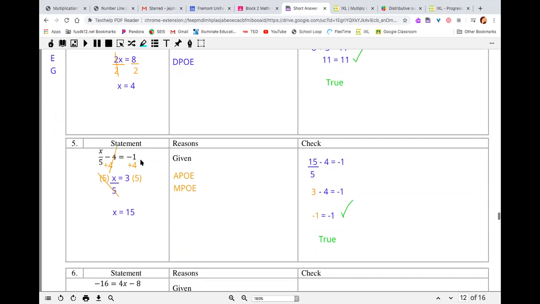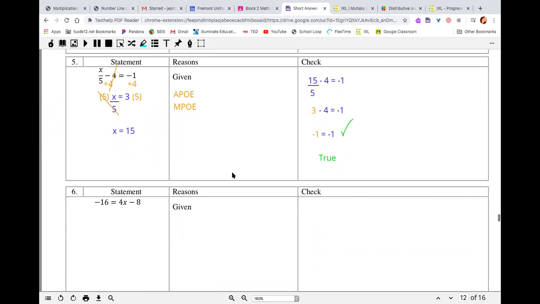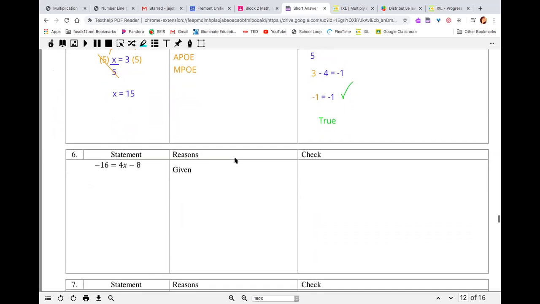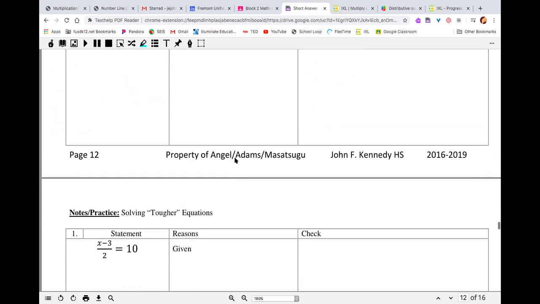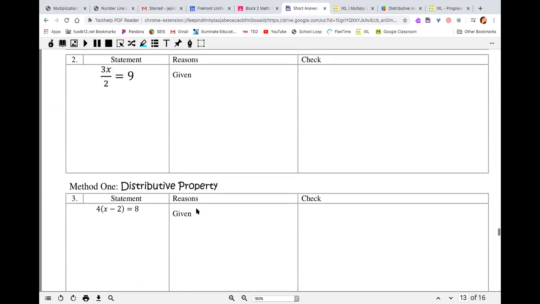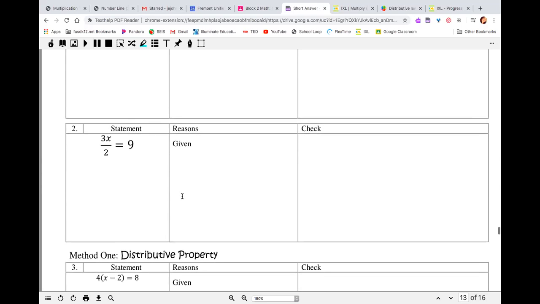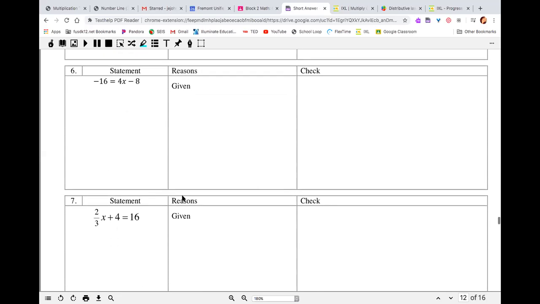So we did problems 4 and 5 together on Thursday. Now it's Tuesday, and we have 2 more problems. So we'll finish those couple of problems, and we have some tougher equations on page 13. And then there's a method here called distributive property we're going to go over. And I have a lesson for that. Any questions? No.